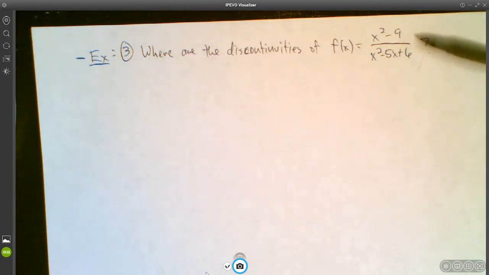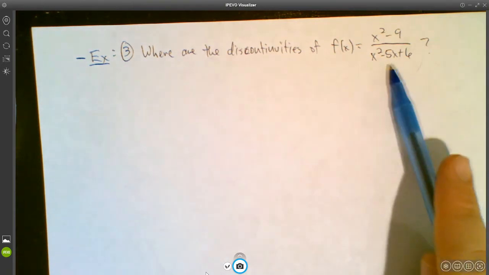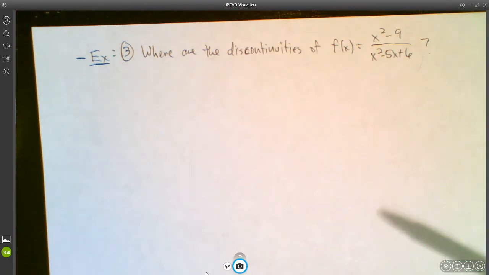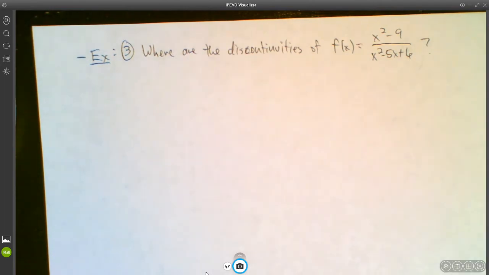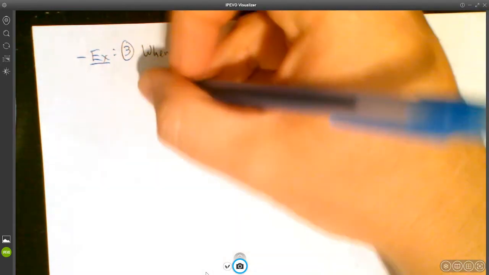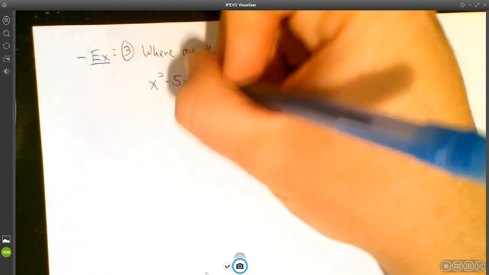Anyway, so example 3, where are the discontinuities of this function? Well, this is a rational function, right? It's the ratio of two polynomials, and we know from the corollary that we just looked at that rational functions are continuous everywhere, except for where the denominator is 0. So the discontinuities are going to take place whenever x squared minus 5x plus 6 is 0. So this is equivalent to asking, where is x squared minus 5x plus 6 equal to 0?